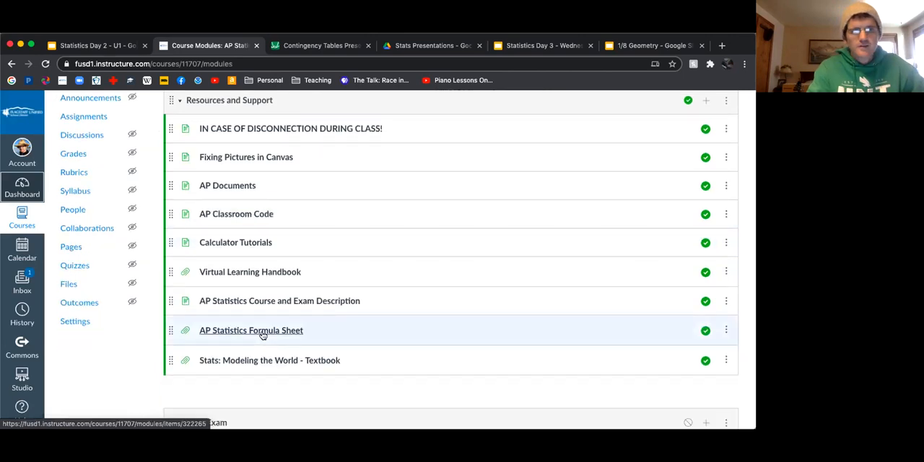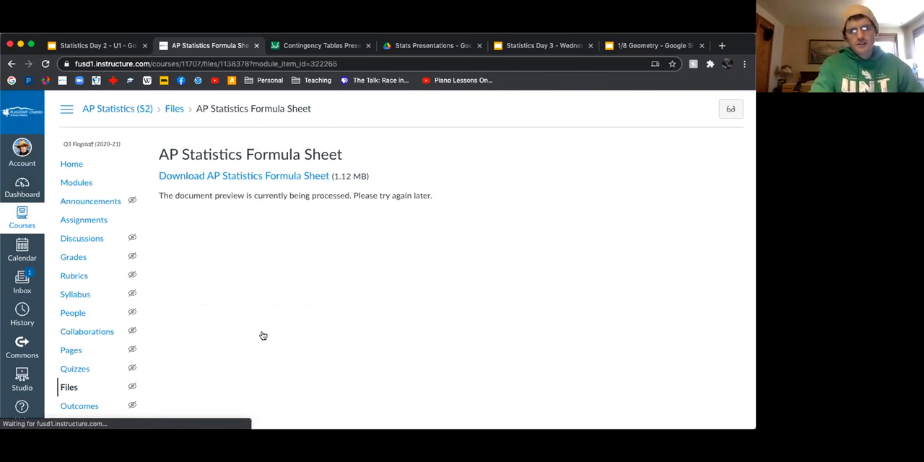I didn't point this out yesterday, but there's this AP statistics formula sheet, especially when we get, I don't know, halfway through the class. Starting then, we are going to be referring to this formula sheet every single day. For a while, it won't really matter if you have it, but when I start referring to it, if you don't have it available, you're going to be kind of scrambling to figure out what I'm talking about. So if you have that downloaded or just easily accessible somewhere, that will be incredibly important.